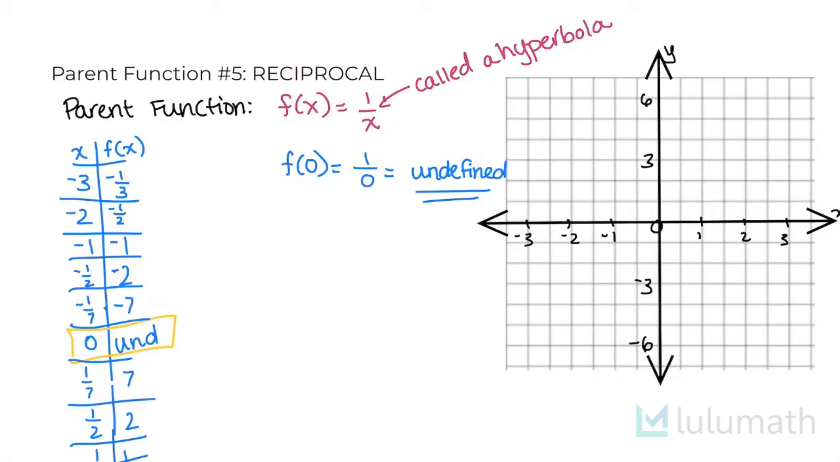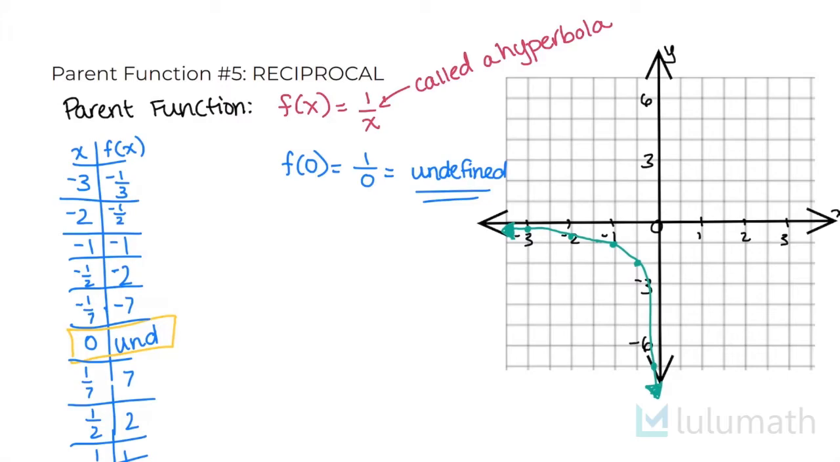So -3 is at -1/3. So we will put this point here. -2 is at -1/2. -1 is at -1. -1/2 is at -2, and then -1/7, which is closer to 0, is going to be at -7. And so my graph right here will end up looking like this.